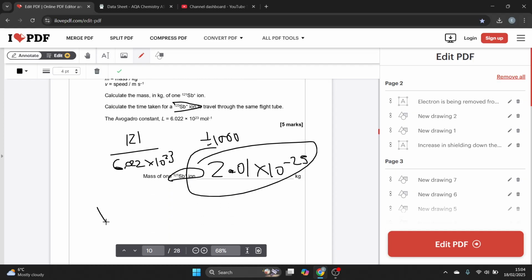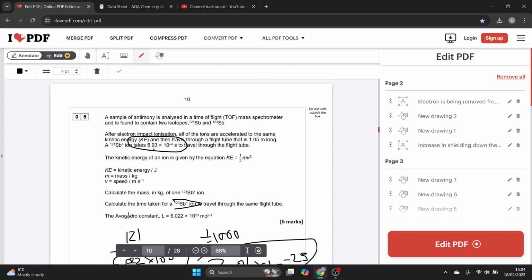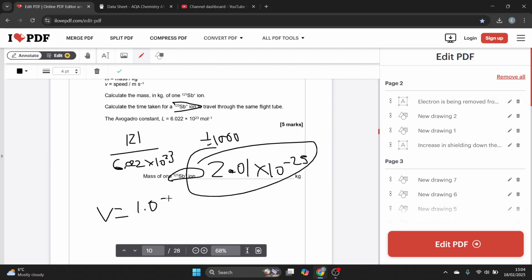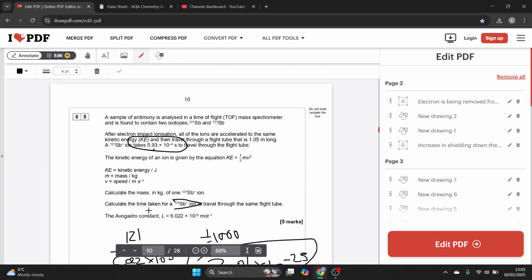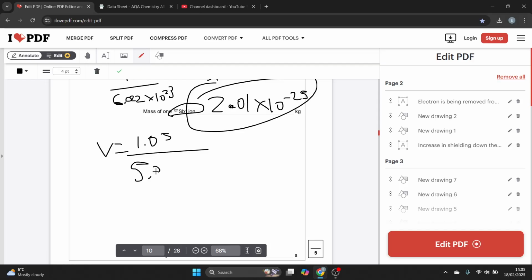Yeah, that's what I'm going to do first. Velocity is the distance, 1.05 meters, divided by time, 5.93 times 10 to the power minus 4. I get velocity as 1.05 divided by 5.93 times 10 to the power minus 4, which is 1770. Actually 1771, so just round it to that.